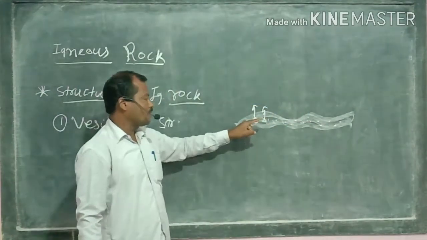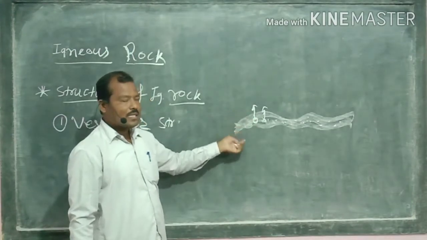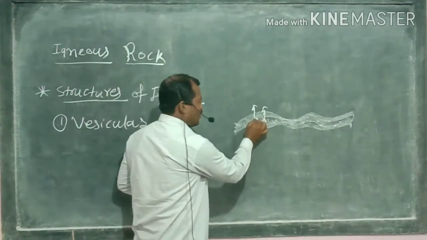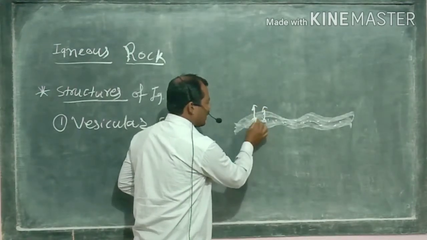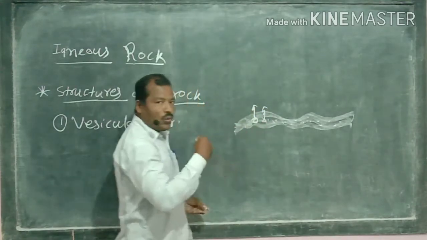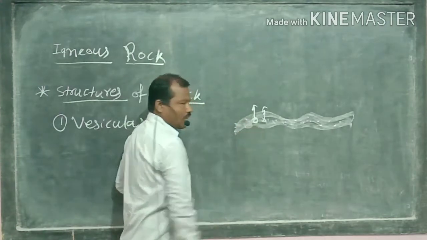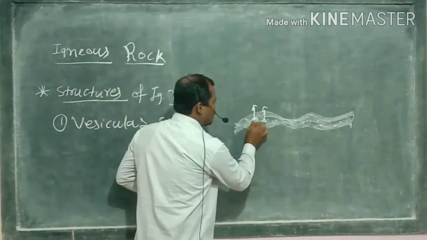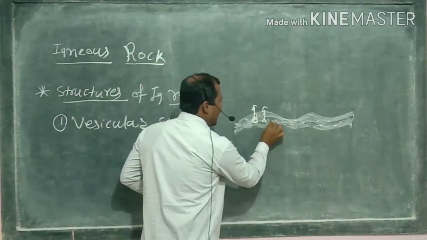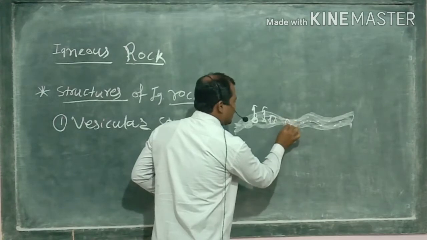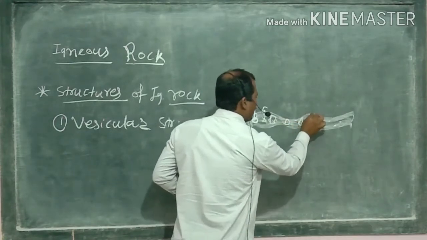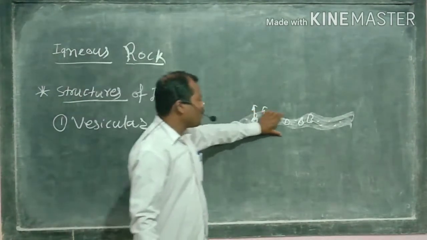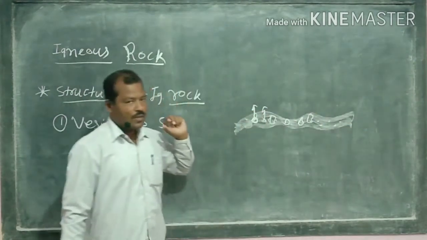Those volatiles and gases try to come out into the atmosphere. When these gases come out, during cooling, solidification occurs. At that time such gaps, vesicles, or crevices are formed in the upper portion of the lava flow.